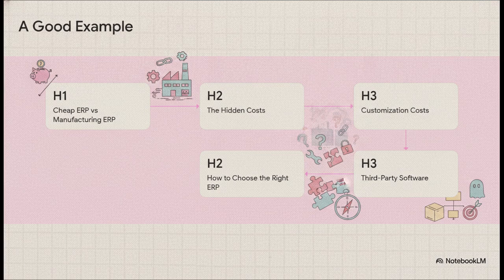Then for step 5, we pop back out to an H2 for the next major chapter, how to choose the right ERP. Notice how beautifully each heading naturally supports the broader topic above it. That is exactly what Google wants to see.